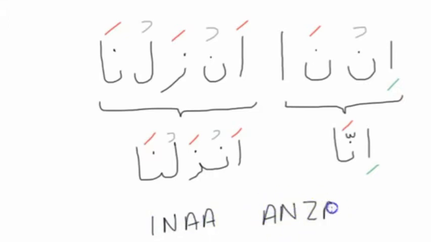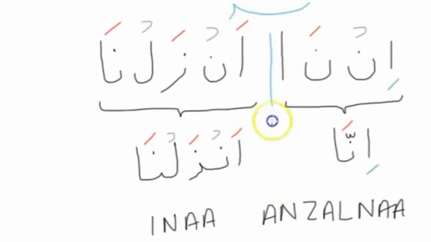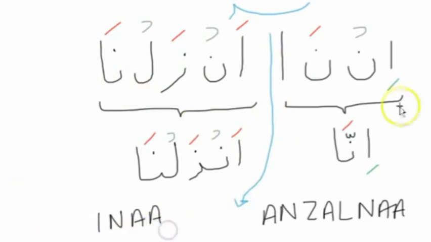Inna anzalna. So here we have a mad. The mad occurs over here. That's where the mad occurs, so the mad is going to be added over here. So whatever letters came before the mad, we're going to extend those, prolong those. So sound. Inna anzalna. Inna anzalna. So have a go with me. Inna anzalna.